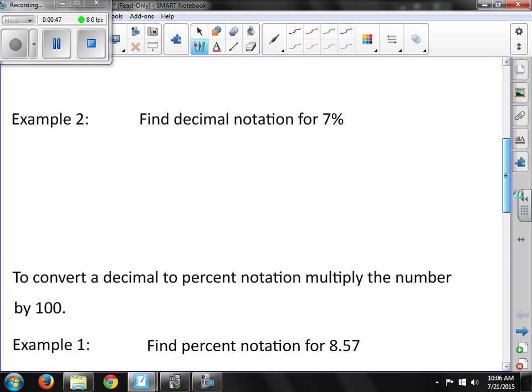Find the decimal notation for 7%. Percent means divide by 100. Division by 100 moves the decimal 2 times to the left, so we'll have 0.07.